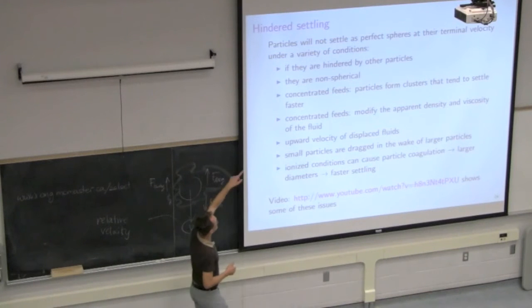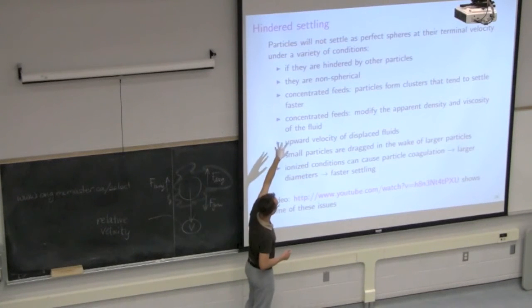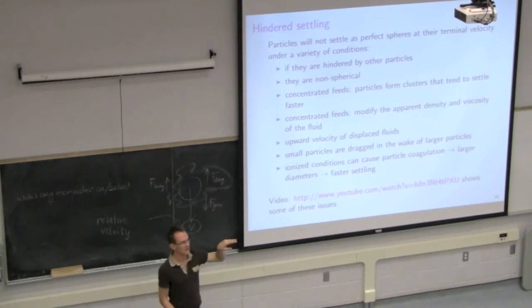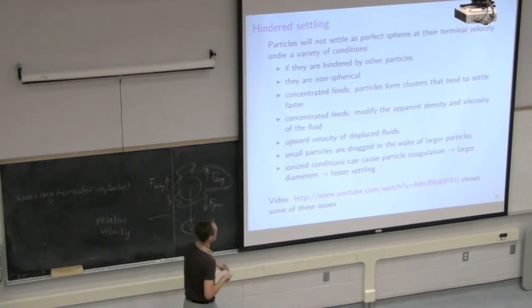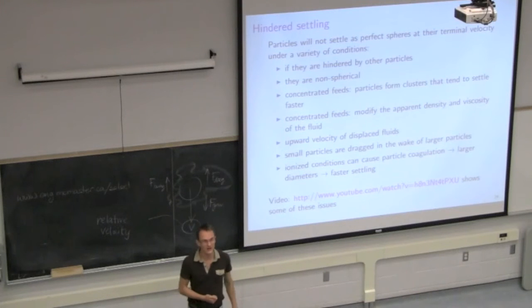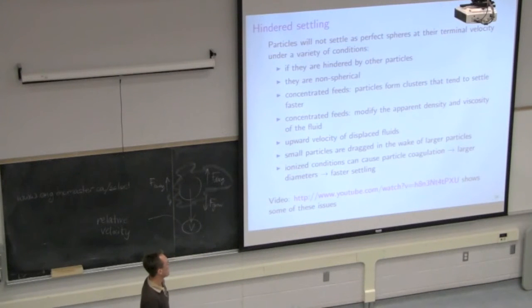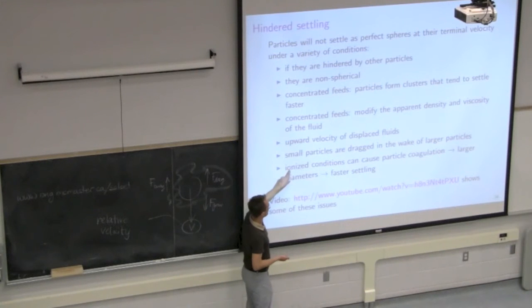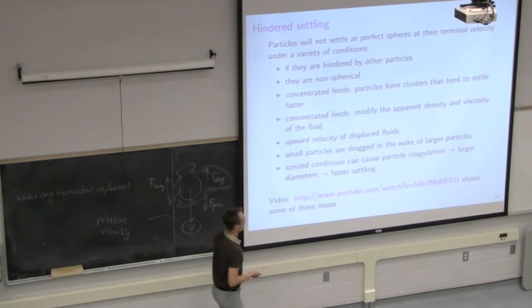Because of this heavy high concentration of material falling down, we get the displaced liquid, and that has to go up. So that displaced liquid has an upward velocity counteracting our particle settling. The smaller particles get carried around in the wake of the larger particles, and we also get conditions of ionized particle surfaces, and we're going to look at that in a minute in another video.